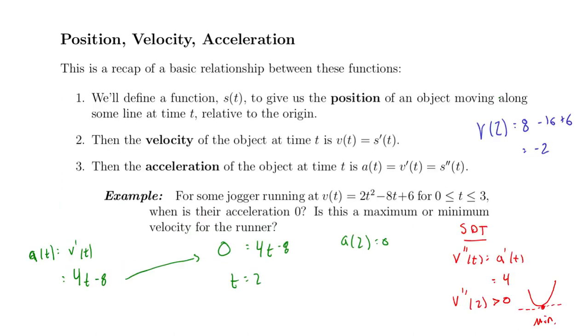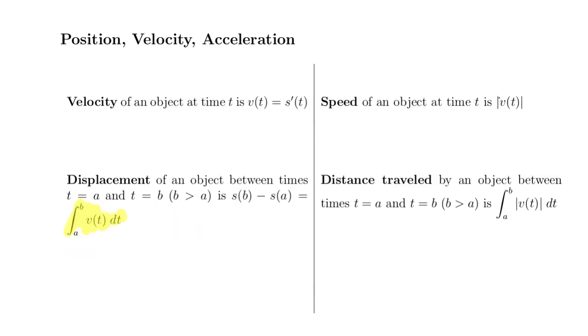So now if we go back to our jogger, we could say the speed at this time is actually 2 units instead of -2 for velocity. Similarly, if we just care about the distance traveled, then we're going to integrate the speed function. Let me show you the difference.